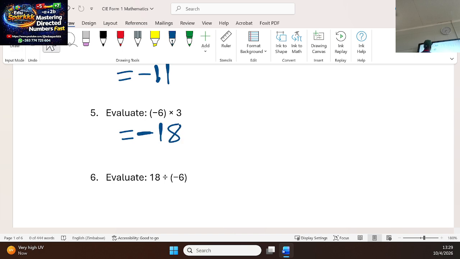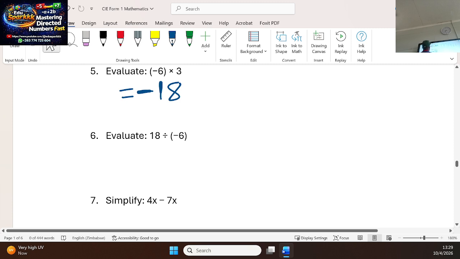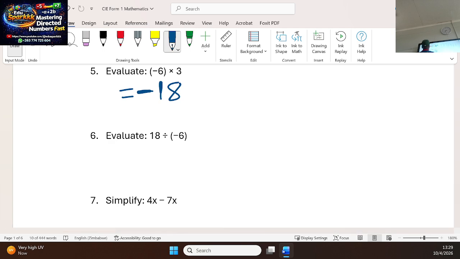Then I'm moving to number 6, where I'm dividing again. If I check, the signs are not the same. 18 is positive and 6 is negative. So when signs are different, the result is negative. 18 divided by 6 gives us 3. So our result is negative 3.